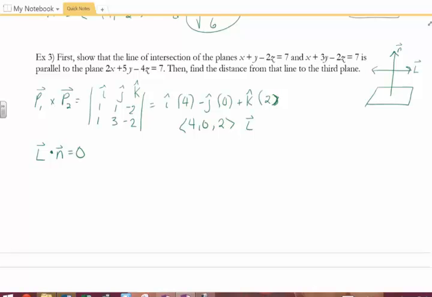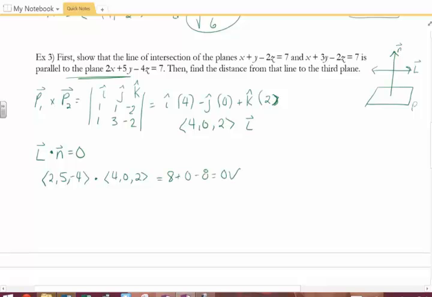Let me say that again. If L and N are perpendicular, that means L is parallel to the plane because the plane is defined by its perpendicular vector. So I want to show that L dotted with N equals 0. So 2, 5, negative 4, this plane, dotted with 4, 0, 2, that's going to equal 8 plus 0 minus 8, which does equal 0. So therefore, the line's vector is perpendicular to vector n, which means the line is parallel to the plane.